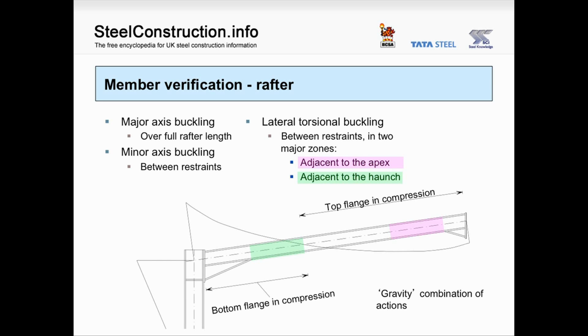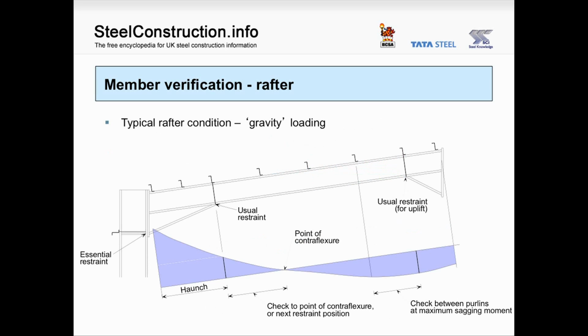inside flange. So looking in a little more detail, it's very common to have a restraint at the sharp end of the haunch, and we will generally be assessing the lateral torsional buckling resistance to the point of contraflexure or to a point of restraint, which might be an intermediate purlin where we have provided restraints to the inside flange. Adjacent to the apex, the bending moment diagram is generally quite close to being uniform, and we will assess that between purlins.